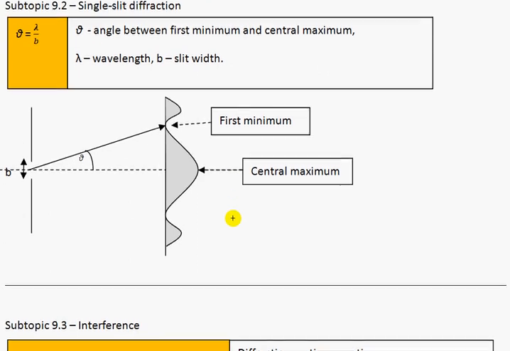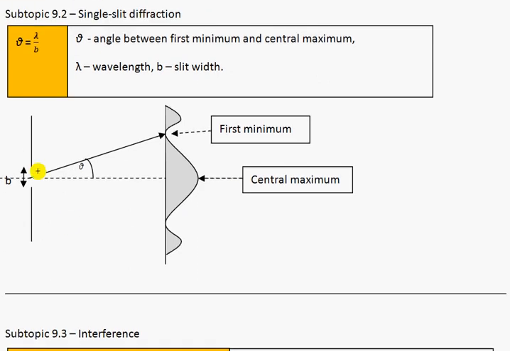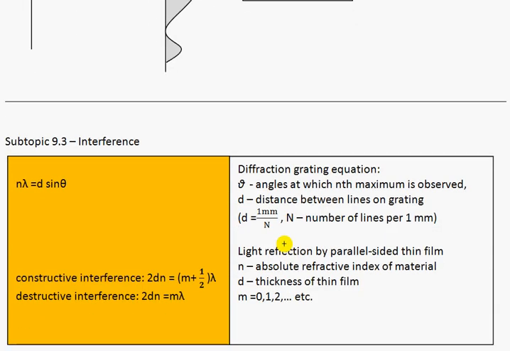Single slit diffraction. For a single slit with width b, we'll have a diffraction pattern, and the first minimum will be observed at angle theta. This angle is calculated by this formula, where lambda is wavelength. Interference.